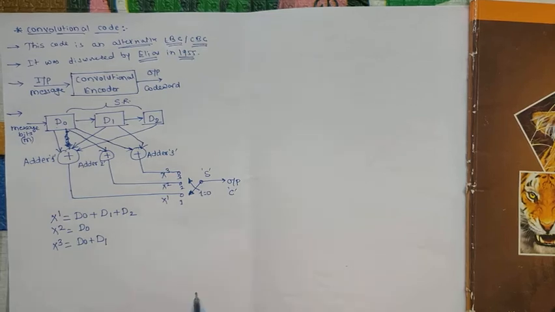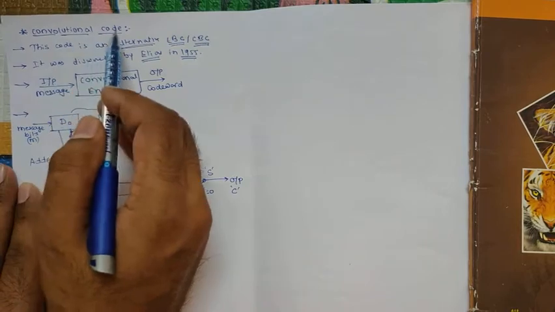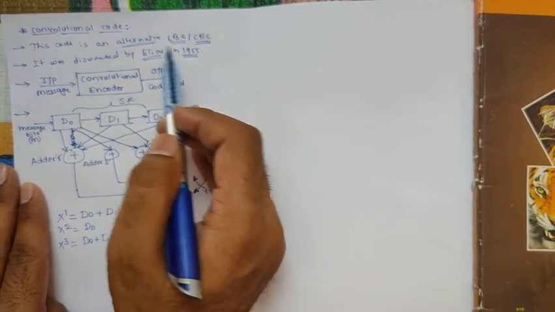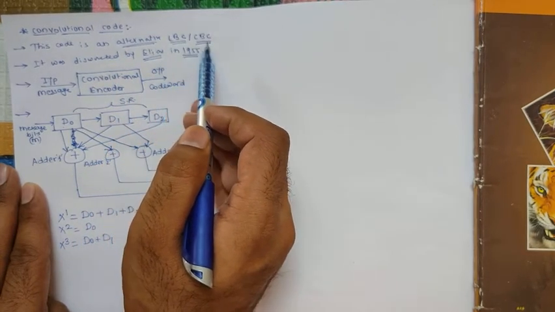Hello everyone. Today we are going to discuss the concept of convolutional code. It was first discovered by Elias in 1955, and this code was discovered as an alternative to the linear block code and cyclic block code.